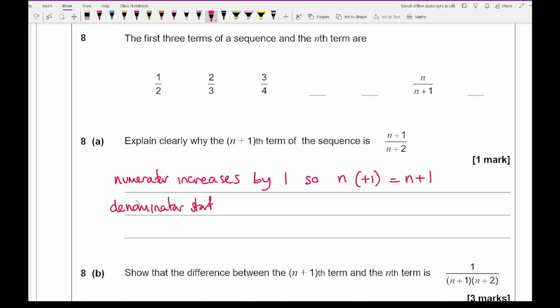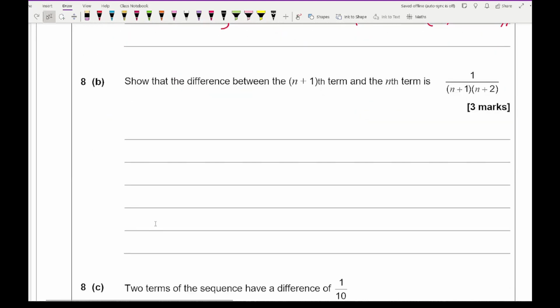And then the denominator, starting with n plus 1, increases by 1, so that's going to be n plus 1, plus 1, which is n plus 2. And there we go. Then for question 8b, it says show the difference between the n plus 1th term and the nth term is this.